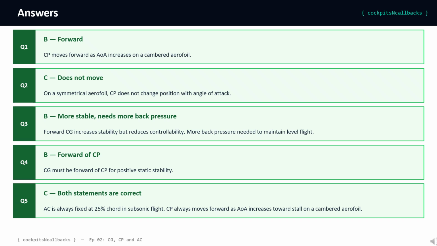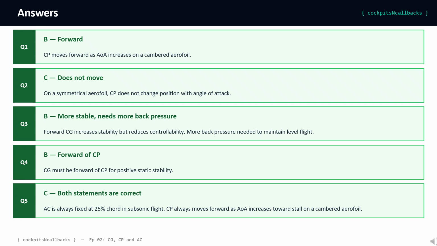Question 1. B. CP moves forward as angle of attack increases on a cambered aerofoil. Question 2. C. On a symmetrical aerofoil, CP does not change position with angle of attack. Question 3. B. Forward CG increases stability but reduces controllability and more back pressure is needed throughout the flight. Question 4. B. CG must be forward of CP for positive static stability. And that is the fundamental relationship in this episode.